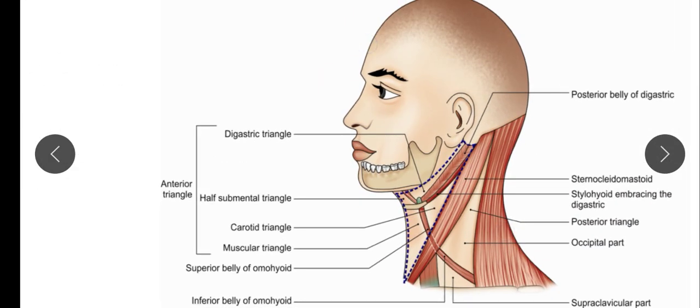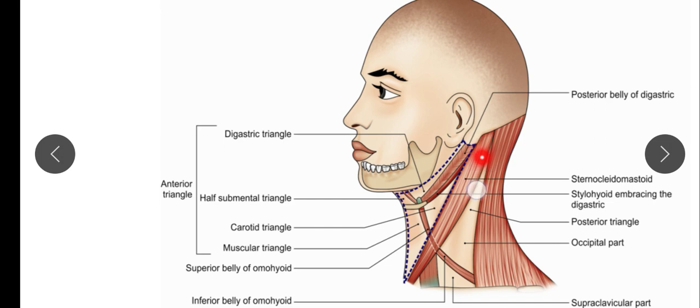This is the body of mandible. This is the ramus of mandible. This one is the hyoid bone. This is the mastoid process. This is the sternocleidomastoid muscle. Area anterior to the sternocleidomastoid muscle is the anterior triangle of neck. This blue dotted area is the anterior triangle of neck.